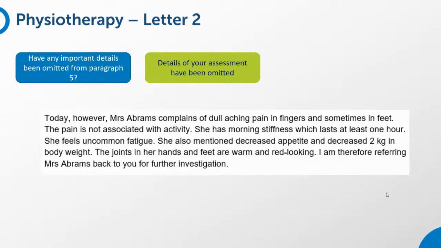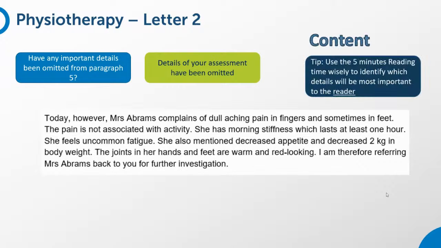Things like the sleep disturbance, as was being mentioned, but also things like the grip test results, the gait assessment. These are also missing from this letter. So my tip here for content is to make sure you use the 5 minutes reading time to check the case notes carefully for which details will be most important for the reader. And the headings in the table we looked at earlier will also help you with this while you prepare for OET, to make sure you select the details to include and omit those that are irrelevant.